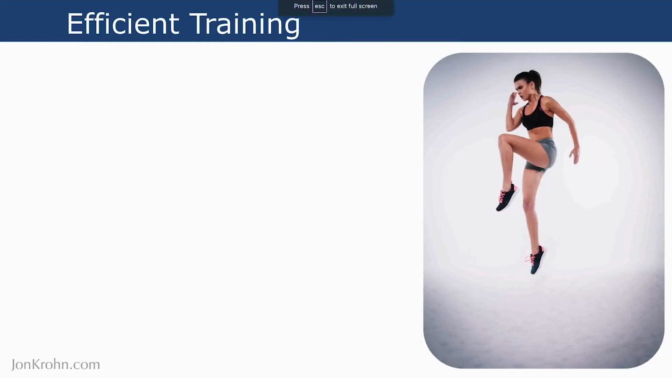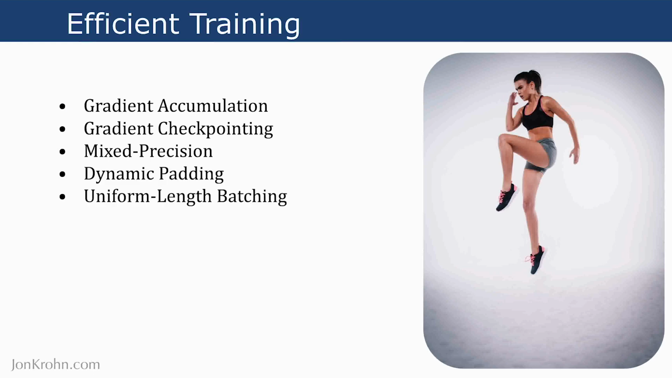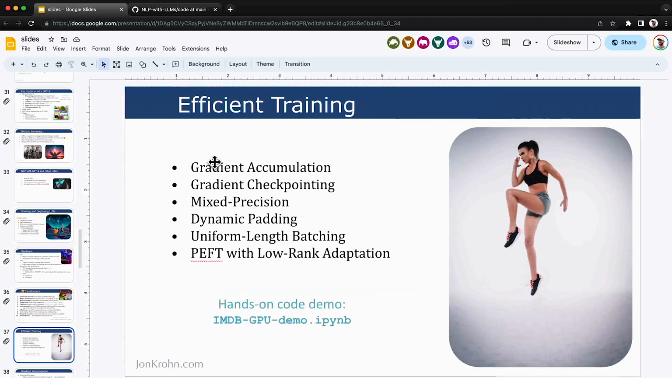All right, so now that you know how to download your own models, you might want to train them for some specific task of your own. How can you do your training most efficiently? I'm going to go over the key ways that we can do that. We've got gradient accumulation, gradient checkpointing, mixed precision training, dynamic padding, uniform length batching, and parameter efficient fine tuning with low rank adaptation. We're going to cover all of those right now. So let's get started with the IMDb GPU demo notebook.